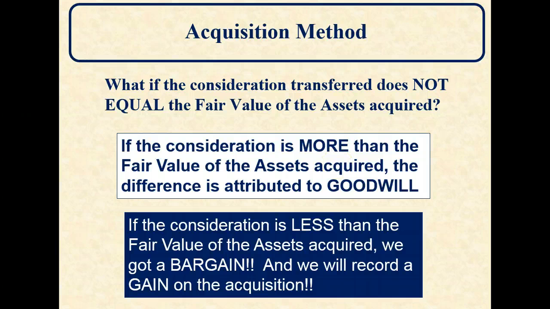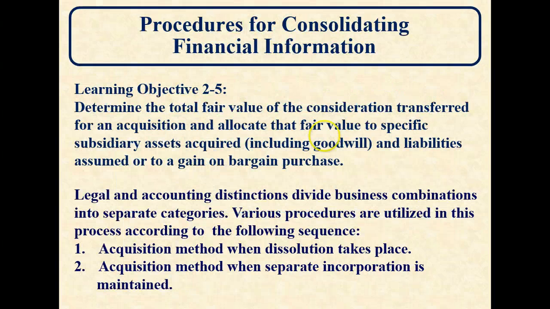So we're still going to need to show the assets on the books at fair value. Okay? And the difference is going to be a gain from purchasing at a bargain purchase price. So, how do we consolidate the financial statements? We're going to figure out the fair value of what was transferred and apply it to specific assets within the company that's being transferred.